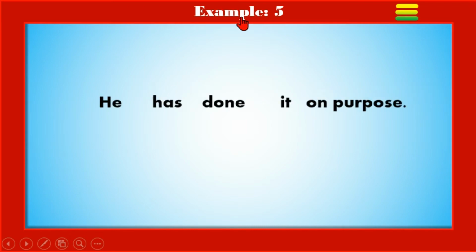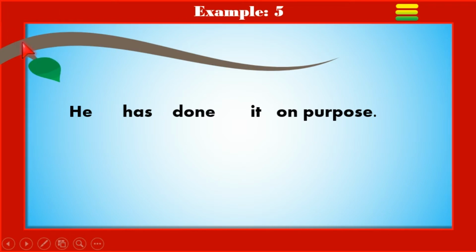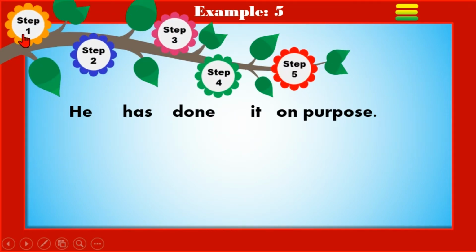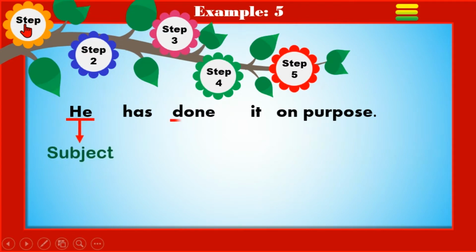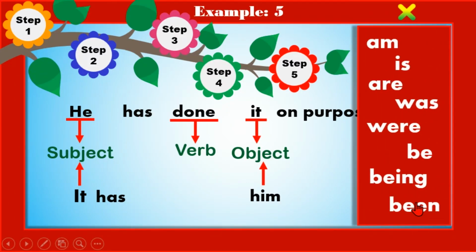Example number 5. He has done it on purpose. Step 1, subject, verb, object. Step 2, subject becomes object. Step 3, object becomes subject. And then given auxiliary verb, that is has. Then identify the suitable auxiliary verb from this table.